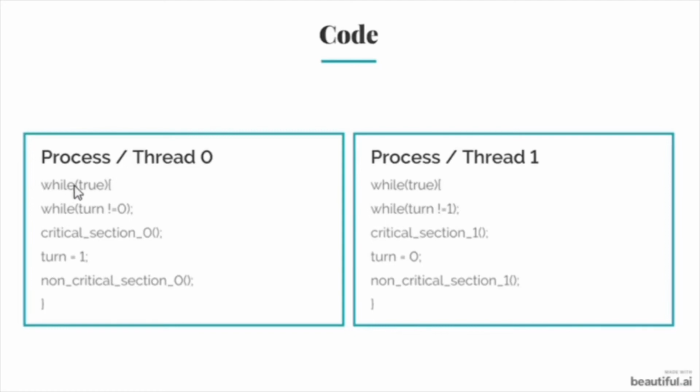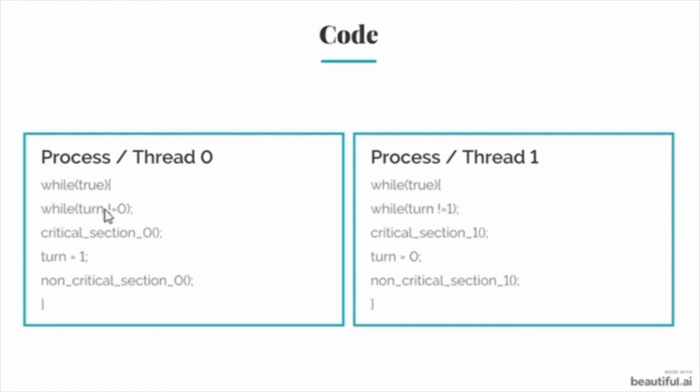Here we have a while loop that is always true, and this is to ensure that the code inside the body of the while loop is going to execute over and over until something breaks this loop. Next, we have a very important while loop, and this while loop does not have a body, and this is actually what makes it very important. This while loop keeps checking if turn is not equal to 0, and as long as it's not equal to 0, it keeps looping on nothing.